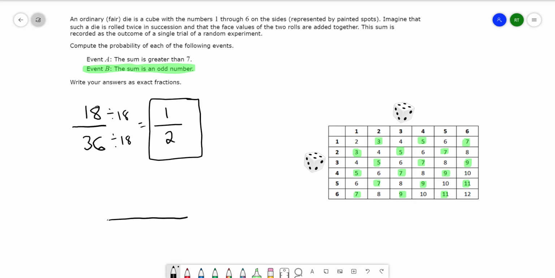Just remember that the top number is the event, right? What are we interested in? And then the bottom is the total outcomes. So the total outcomes would be the bottom number.